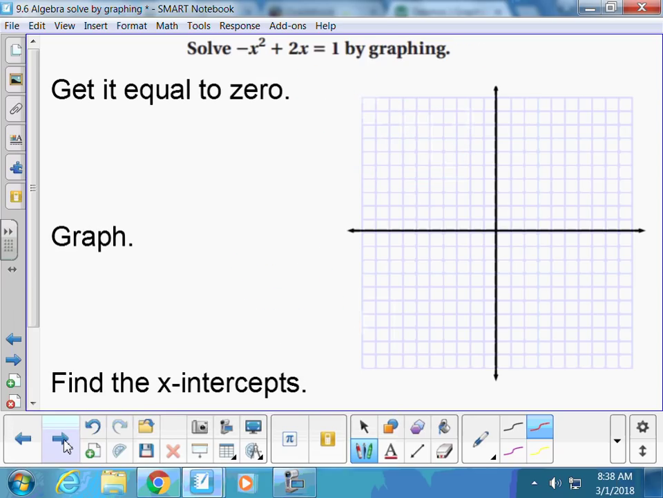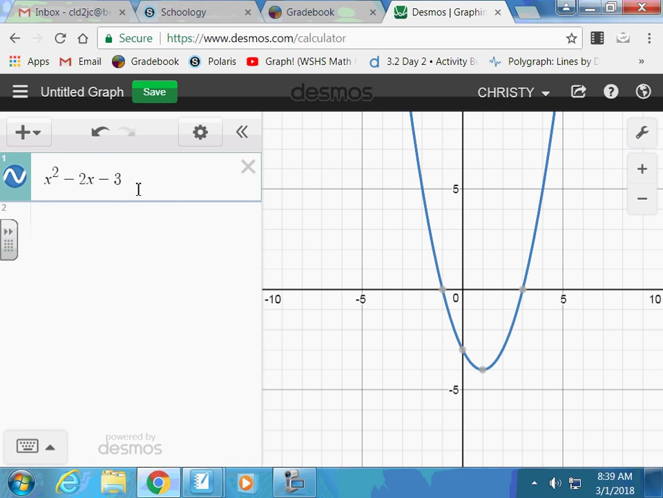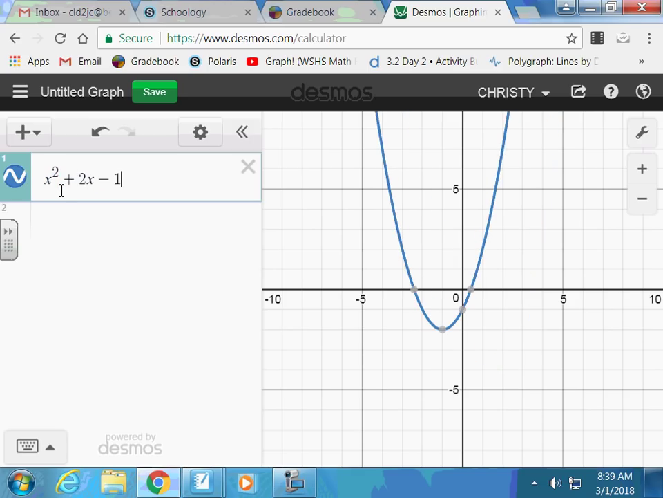All right, let's get this equal to 0, graph it, and look for those intercepts. So to start off, we'll subtract 1 over to the other side. x squared plus 2x minus 1 equals 0. Let's head to our graph. x squared plus 2x minus 1.